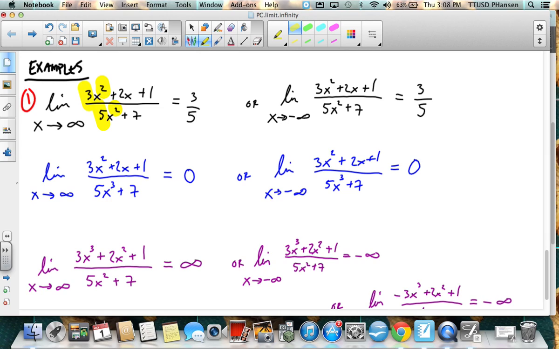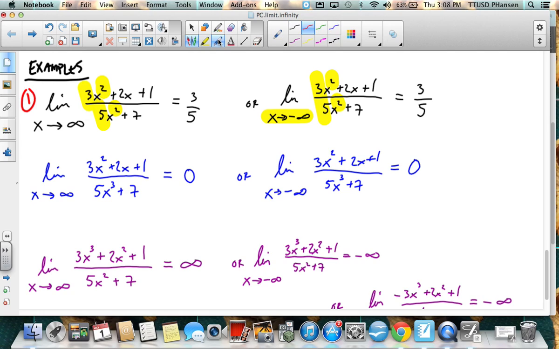Or in this scenario over here, I could even have the limit as x approaches negative infinity. I'm just looking as x is going to the left without bound. I see again, that is the same as that. The degrees are the same, therefore 3/5 is the limit. You can graph that too if you want to look at a picture of it.